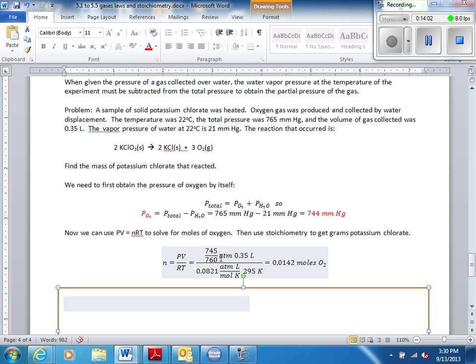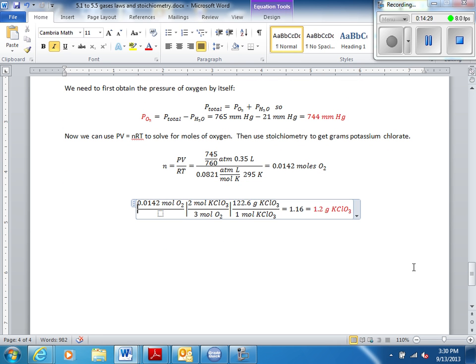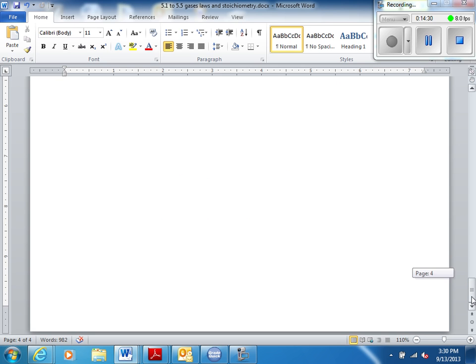So here's my pressure right here. This is the conversion to atmospheres. The volume. Here's my R again, and here's my temperature. And we got our moles of oxygen, and now what did we ask for? Mass of KClO3. Well, if I have moles O2, I can go moles to moles and moles to grams. You again should do this on your own. Here's the answer, and there you have it.